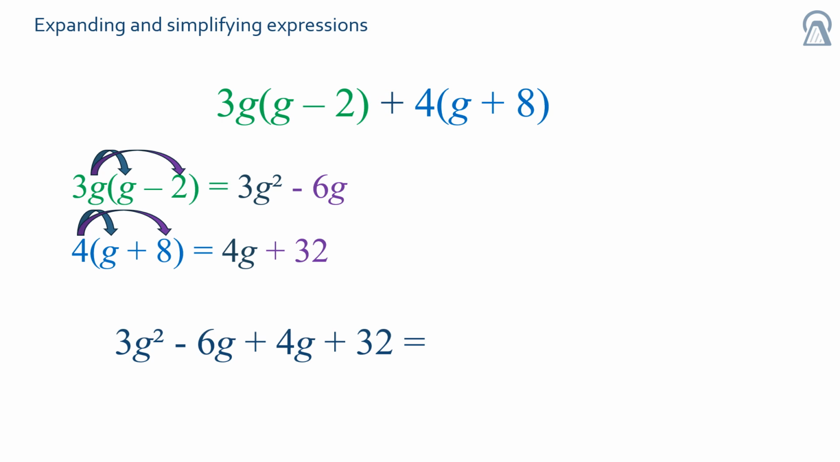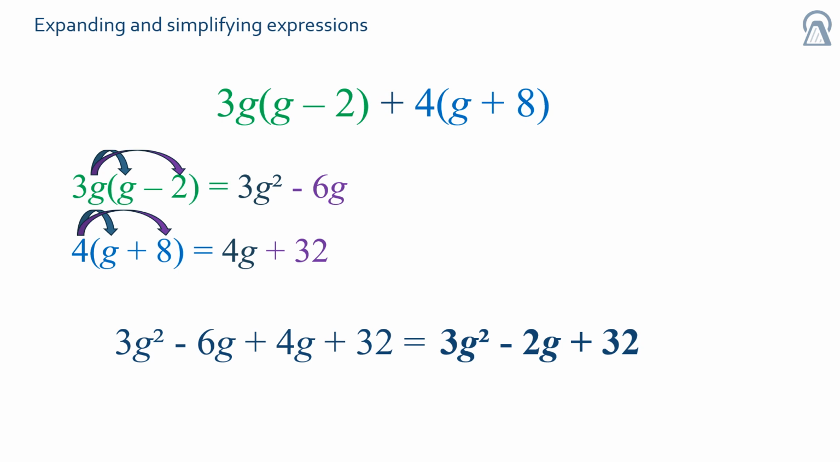So we've got a negative 6g and a positive 4g. Combined, they make a negative 2g. So the complete simplification of this expanded expression is 3g squared minus 2g plus 32. And there you have it.